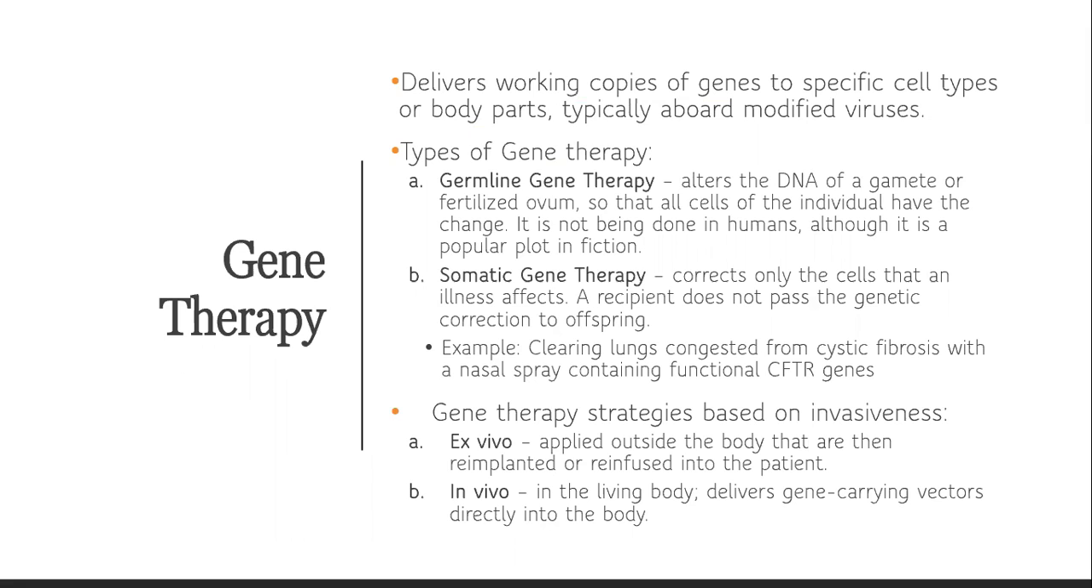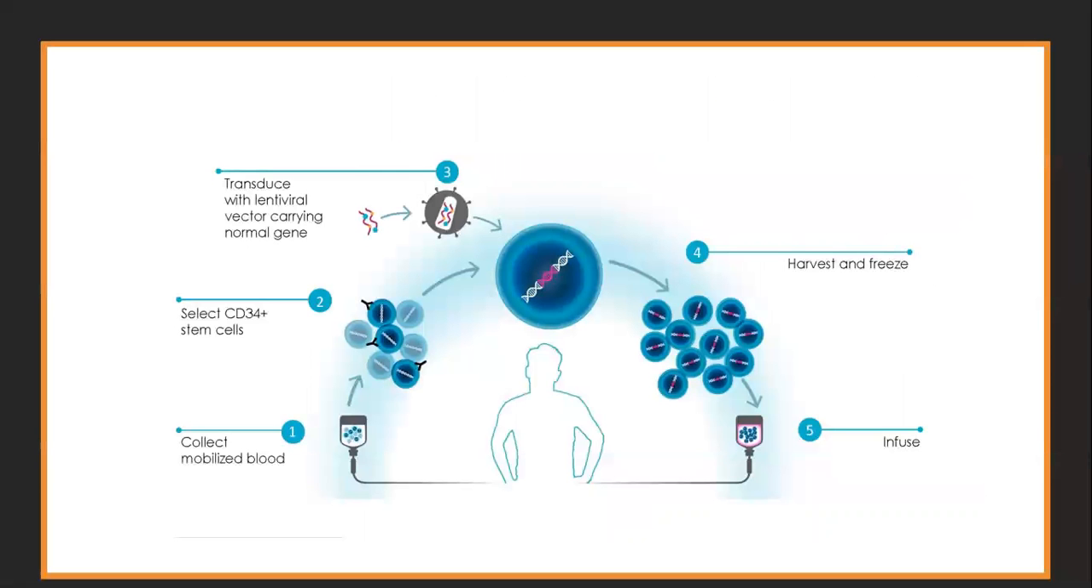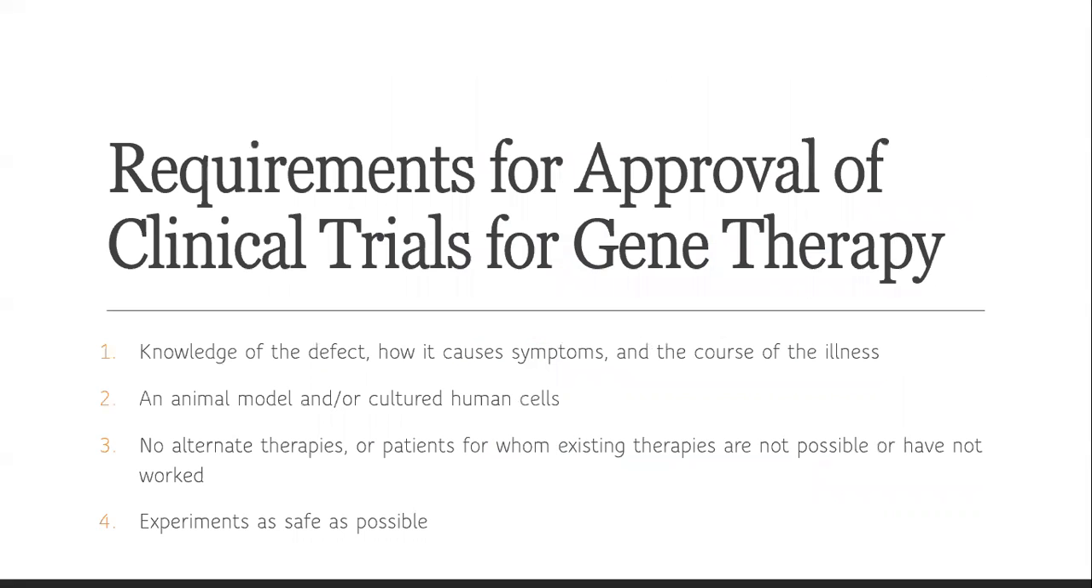So the gene therapy strategies based on invasiveness are ex vivo and in vivo. Ex vivo is applied outside the body. In vivo is in the living body. So what are the requirements for approval of clinical trials for gene therapy? Knowledge of the defect and how it causes symptoms and the course of the illness, an animal model or cultured human cells, no alternate therapies, or patients for whom existing therapies are not possible or have not worked, and making sure that the experiments are as safe as possible.